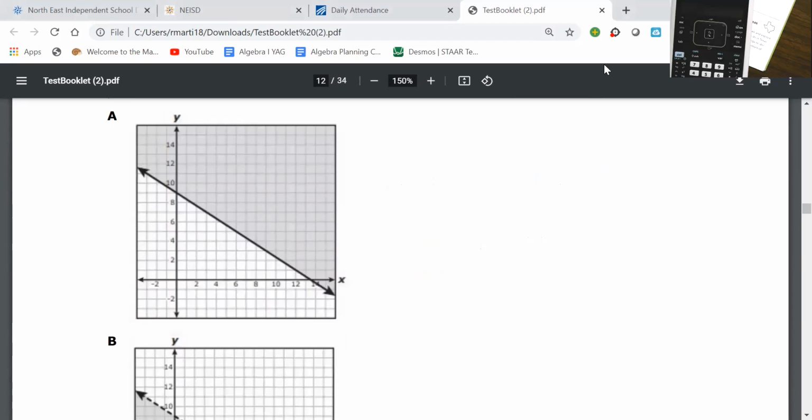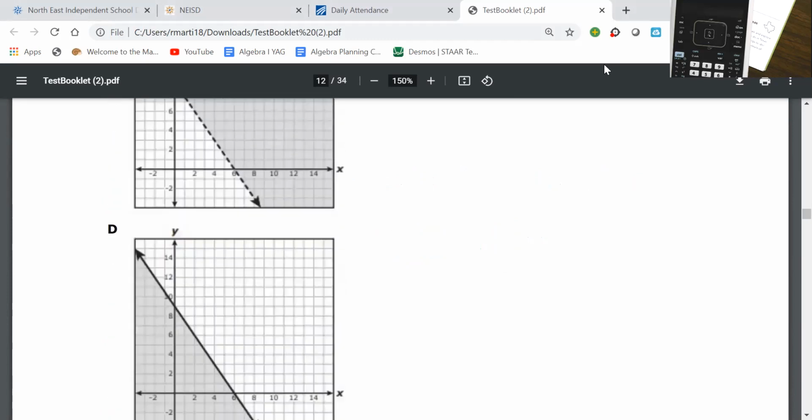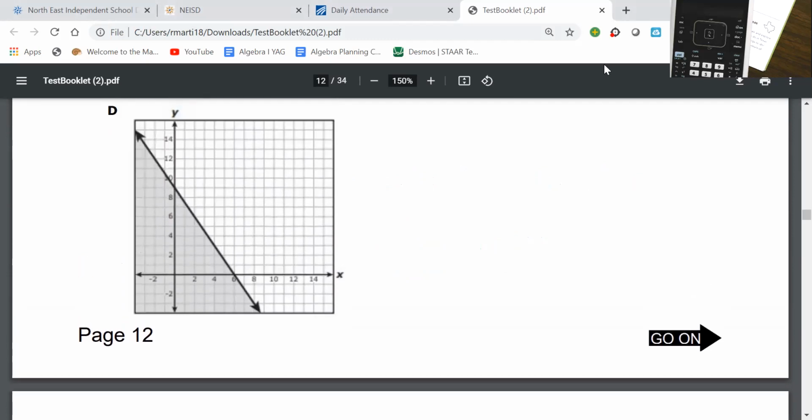Would it be A, solid line, and the origin here at 0, 0 is not shaded? Yeah, looks like A is the answer. Let's look at D, since that's the only other possible one. Well, the origin is shaded. Okay, that's not what we're looking for because the statement was false. So the answer is A in this case.